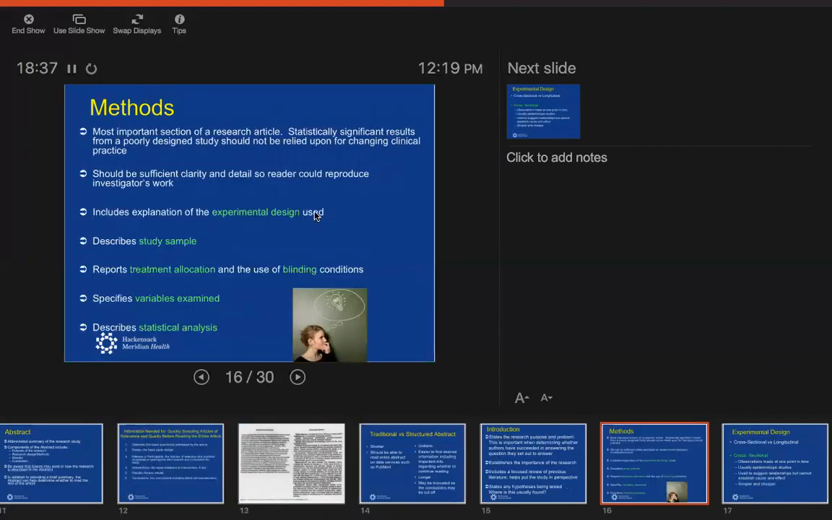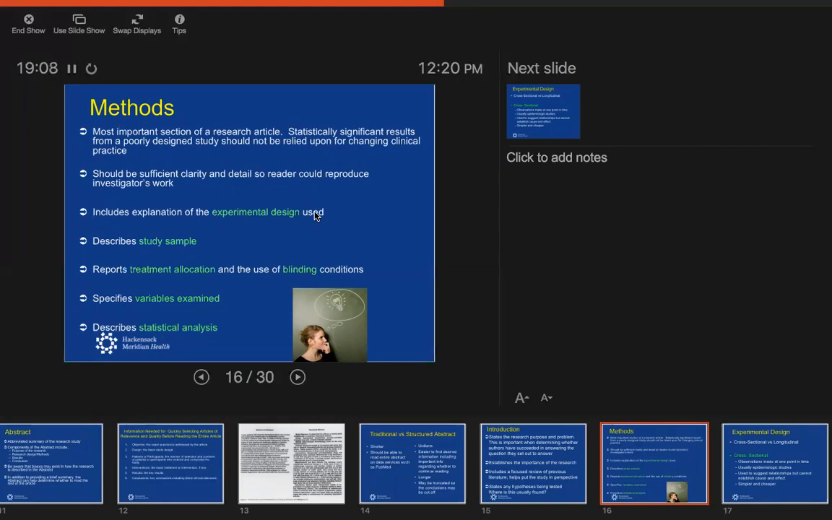The next section is the methods. We'll touch upon some of what to look for in the methods. This is the most important part of the article because a poorly conducted study with a flawed methodology is not worth anything. You can have results that are statistically significant, but if they're from a poorly done study, they really may not carry any weight.